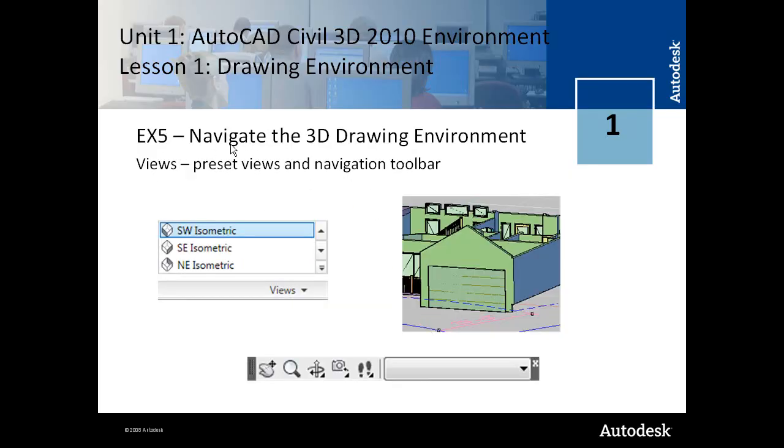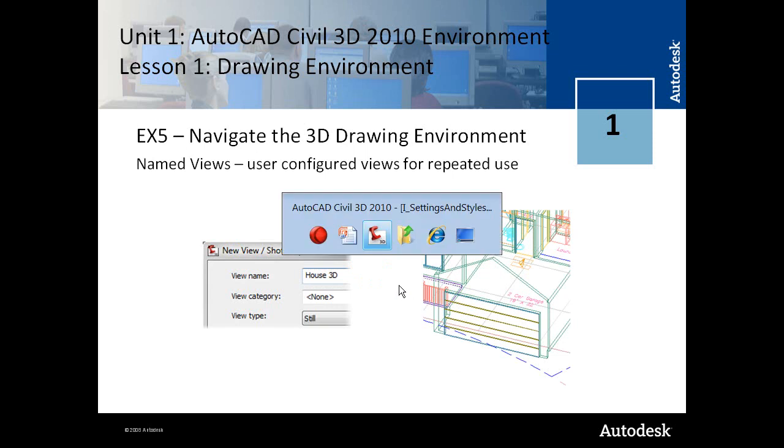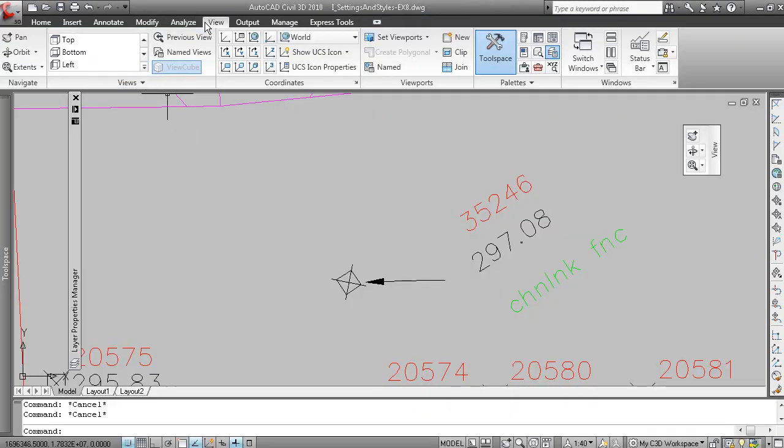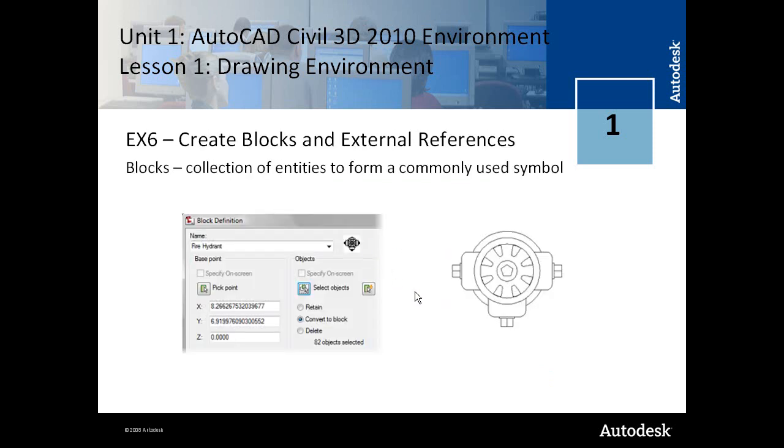Exercise 5 discusses navigating the drawing environment in the third dimension using preset views in the navigation toolbar. And we'll just flip over here quickly. That would be under the View tab. You've got a number of preset views for 3D visualization, previous views, named views, and also visual styles for rendering and how you want to display the data in 3D.